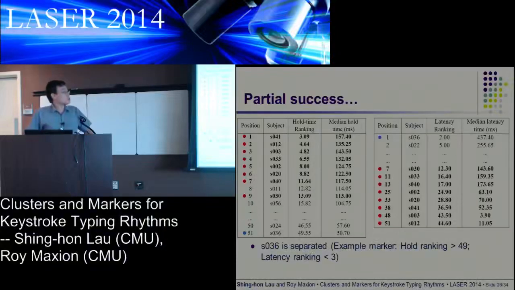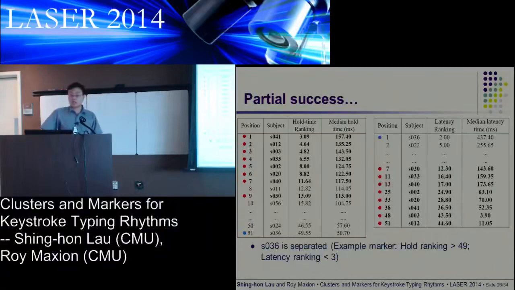So let me describe what you're looking at here. On the left, you have a hold time ranking table. On the right, you have a latency time ranking table. Both the tables also have the position of the subject, and I've also included the median hold and latency times. This is just for your reference, just to give you a feel for what timings correspond to a particular ranking. So I've indicated 36 here on these 2 tables with a blue dot.